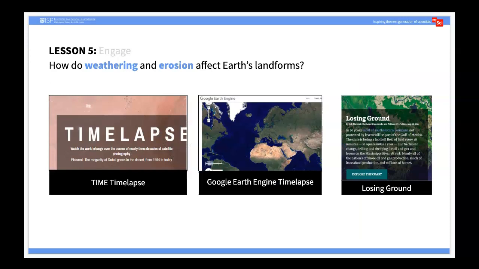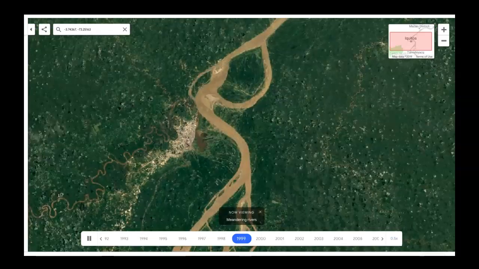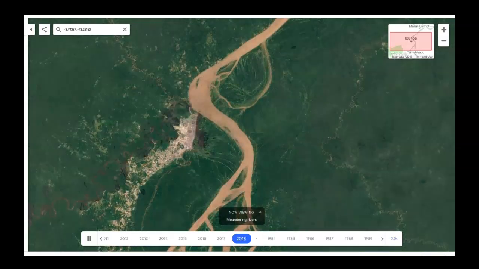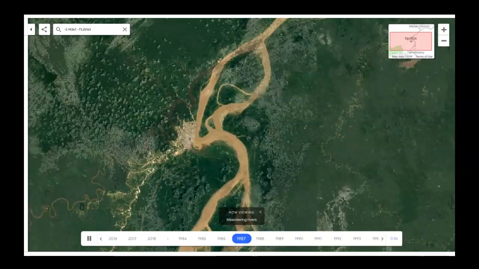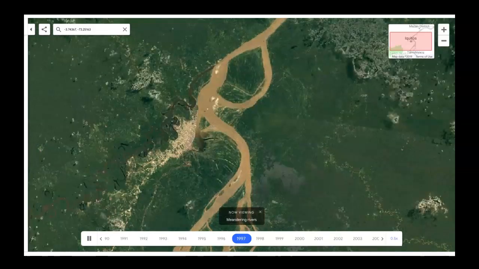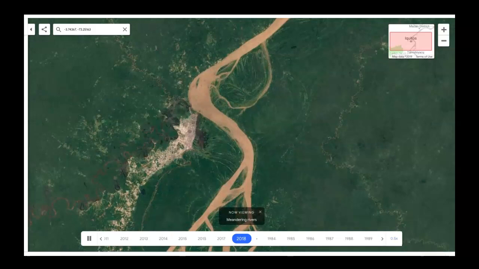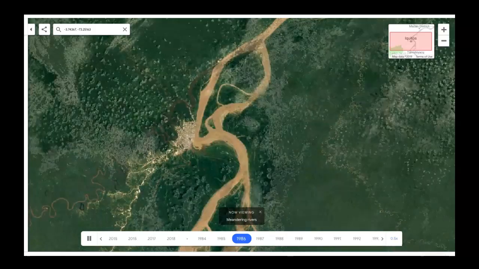Next, students will watch time-lapse videos of Earth's surface using a variety of online resources. They will discuss what they observe about the landscape over time and how long they think it takes for changes of Earth's features to occur. For example, students could observe time-lapses of meandering rivers in Peru in order to begin thinking about water as an erosive force that reshapes the land.